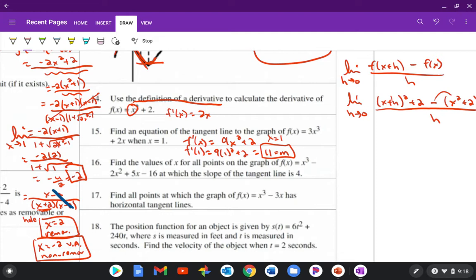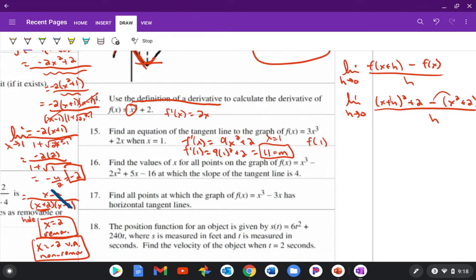The best way to do this is to just plug the x into the original function, so f of 1. So 3 times 1 cubed plus 2 times 1. That gives us 3 plus 2, which is 5. So we have an x and a y equals 5.